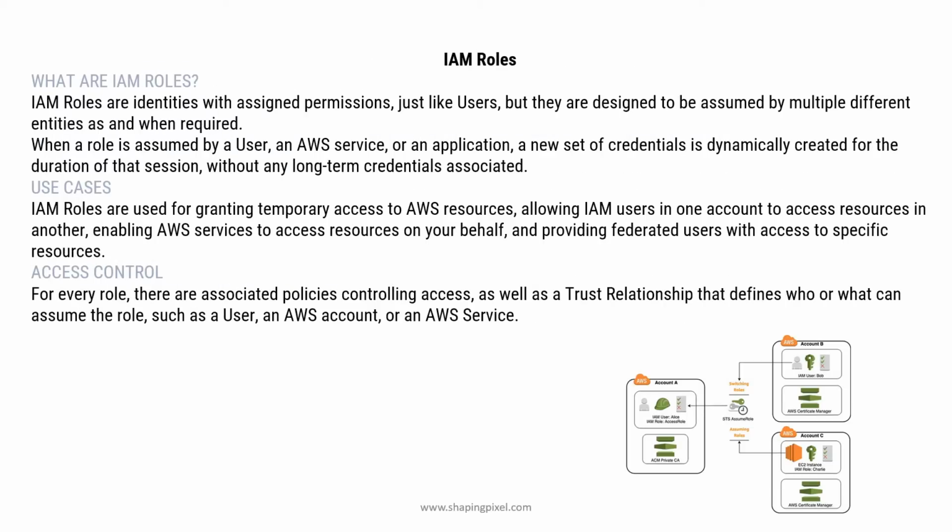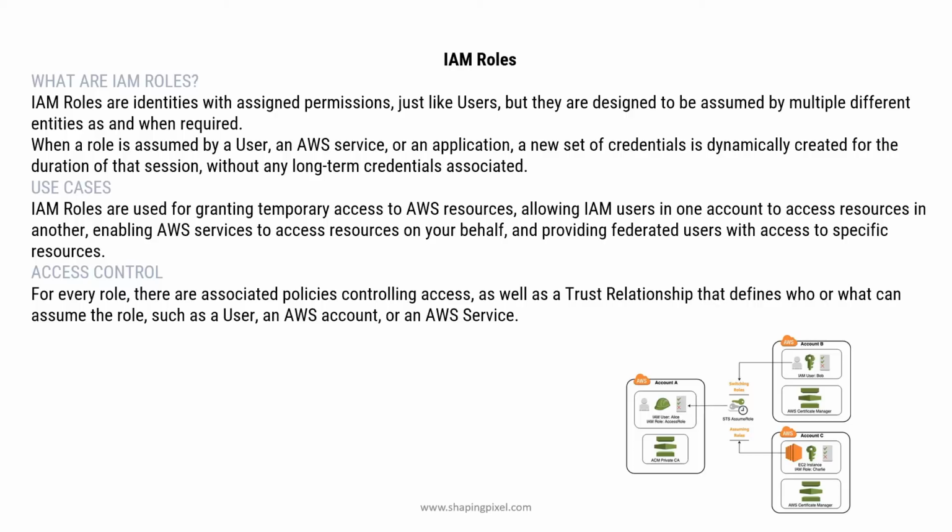Have you ever wondered how IAM roles work in AWS? Let's dive in and find out. IAM roles are identities with assigned permissions, just like users, but they are designed to be assumed by multiple different entities as and when required. When a role is assumed by a user, an AWS service, or an application, a new set of credentials is dynamically created for the duration of that session, without any long-term credentials associated.